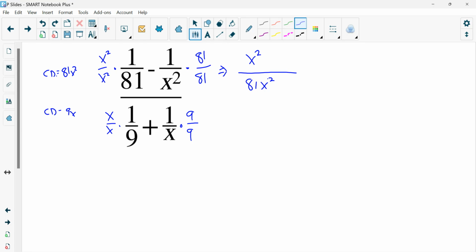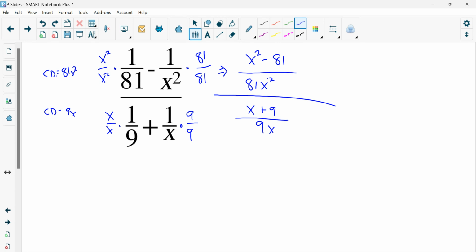And then 1 times x squared is x squared, minus 1 times 81 is 81. So I have x squared minus 81 on the numerator, 81x squared on the denominator. On the denominator of that complex fraction, I'd have 9x. And then I have 1 times x is x, plus 9. 1 times 9 is 9.